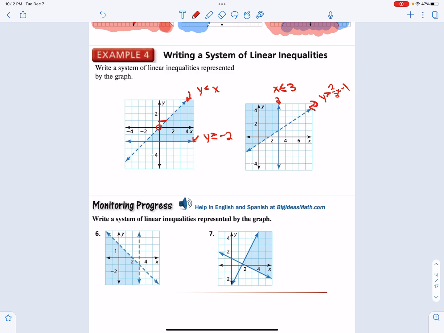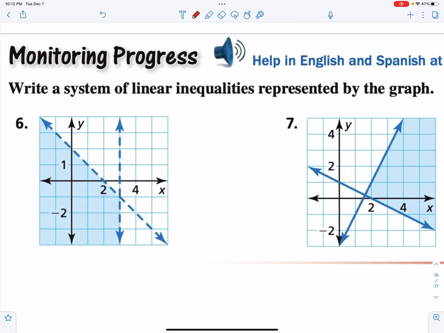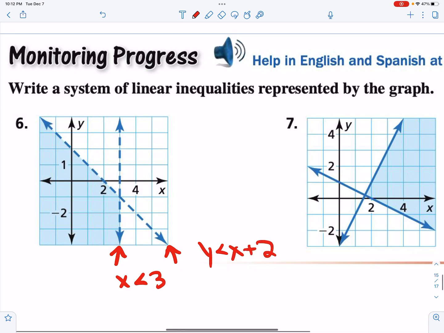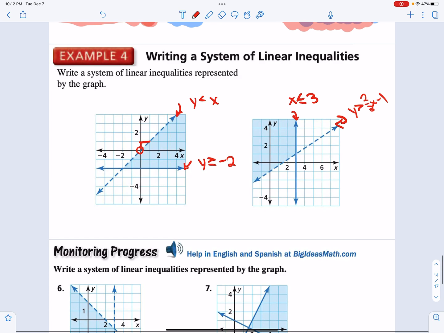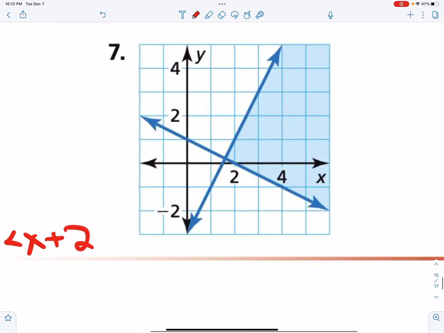Go ahead and pause, try these, and actually I'll go ahead and work them out with you here real quick. If you want to pause and try them quick, you sure can. This one is x is less than 3. This one is y is less than x plus 2. And I have to go back and look at this. Yep, okay, we're okay up there. And to make sure I didn't make a mistake up there.